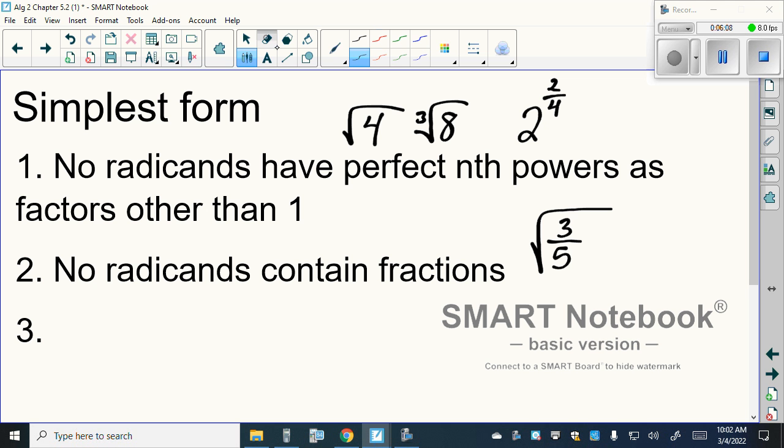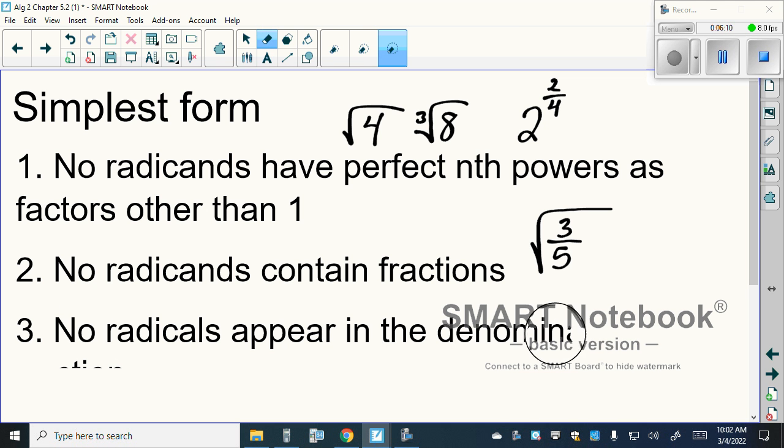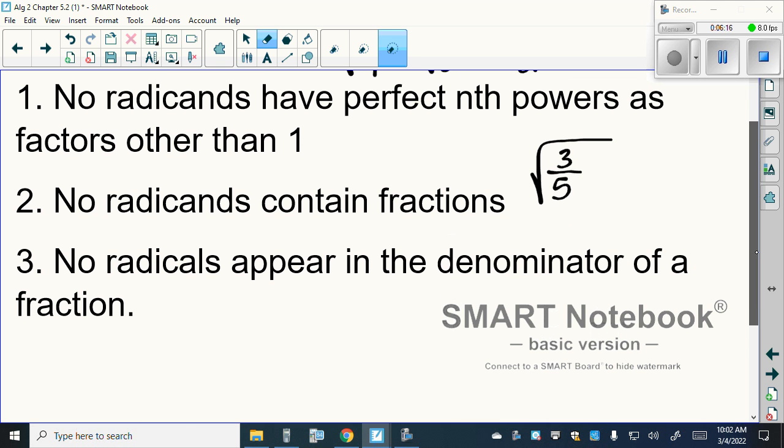And the last one: no radicals can appear in the denominator of a fraction. We can't have radicals in the bottom of a fraction. The main reason for this is we don't want to have an irrational number in the bottom of a fraction, something we're dividing by. That's really the only logical reasoning for that. Otherwise, it's not too big of an issue. And the third one is normally referred to as rationalizing the denominator.